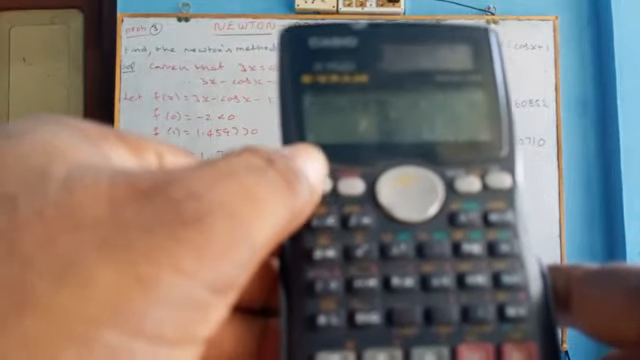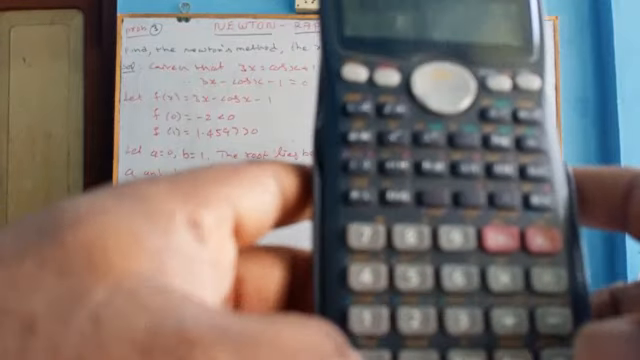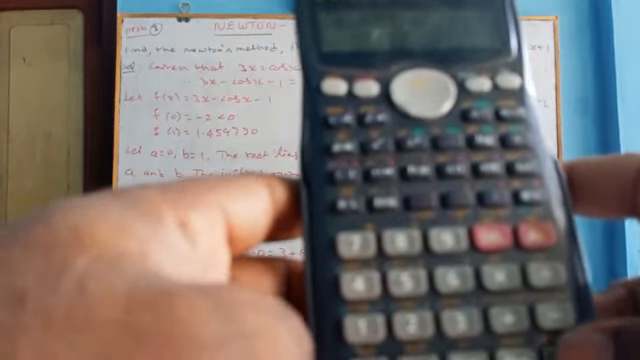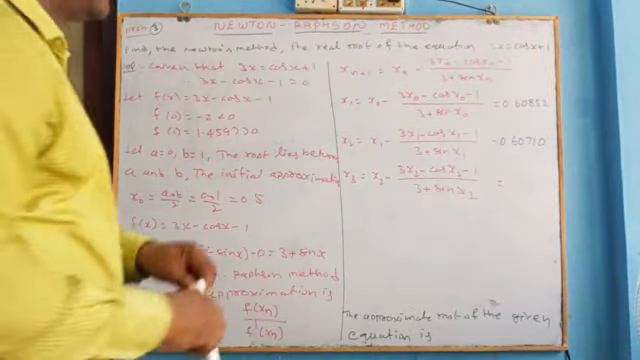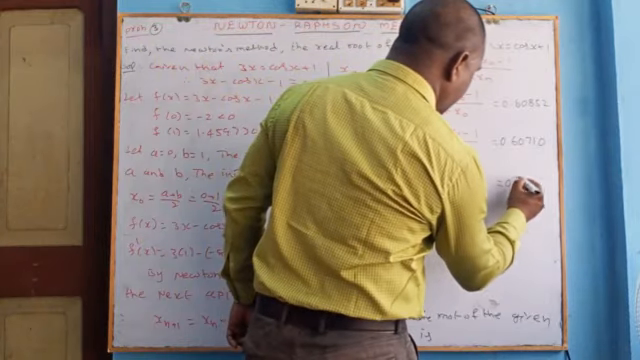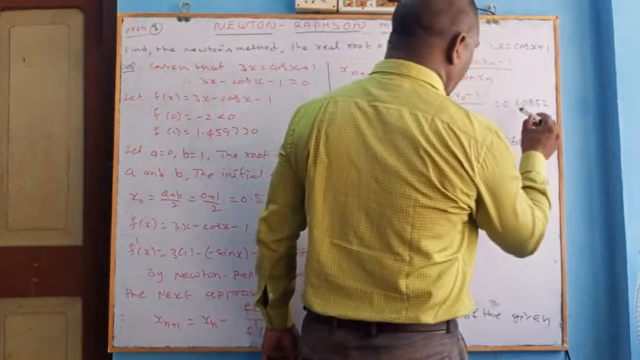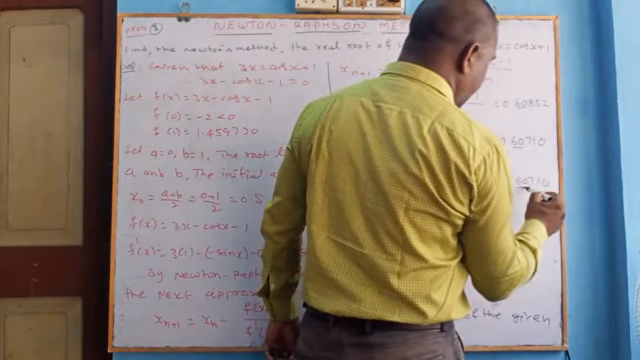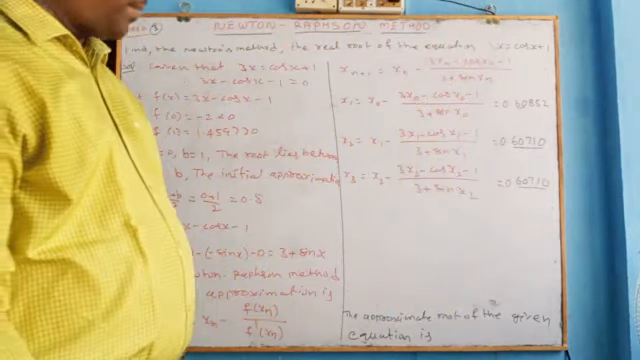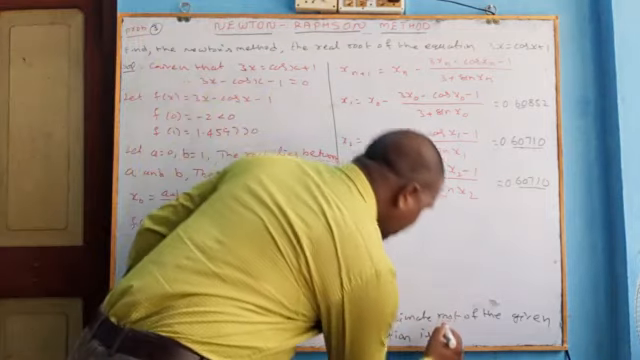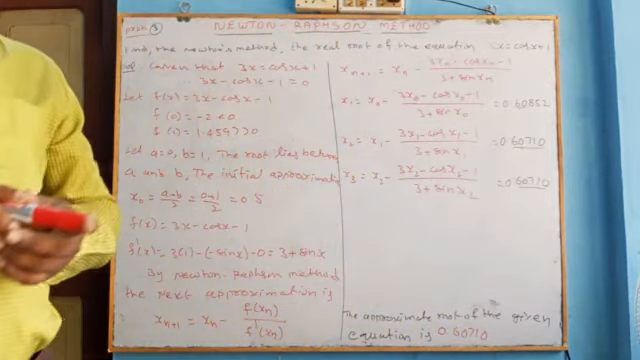The earlier value 0.60852 and now 0.60710, that is 0.60710. Same value came. Both are same. Actually 2 decimals came the same and here 3 decimals and 4 decimals came the same. So the approximate root of the given equation is 0.60710. That's all.